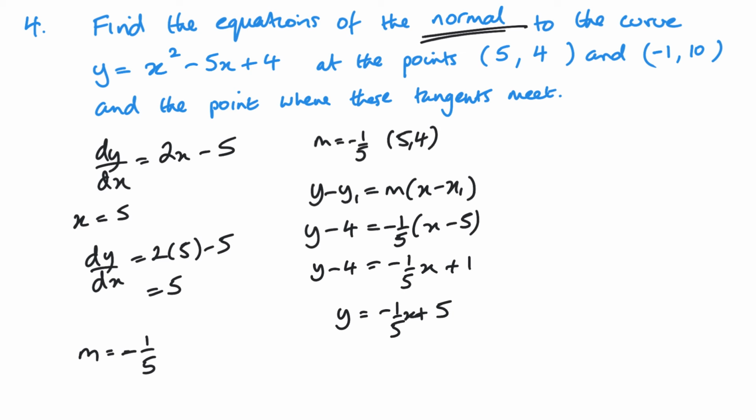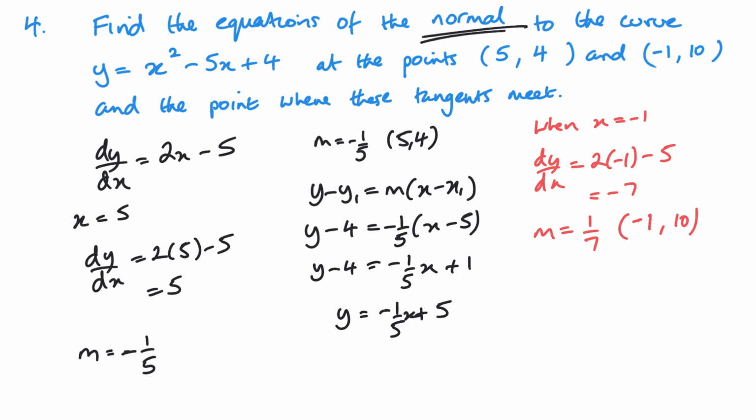For my second coordinate, so when x equals minus 1, dy by dx is 2 lots of minus 1 minus 5. So that's minus 7. So my gradient will be a positive 1/7. And the coordinate is minus 1, 10.